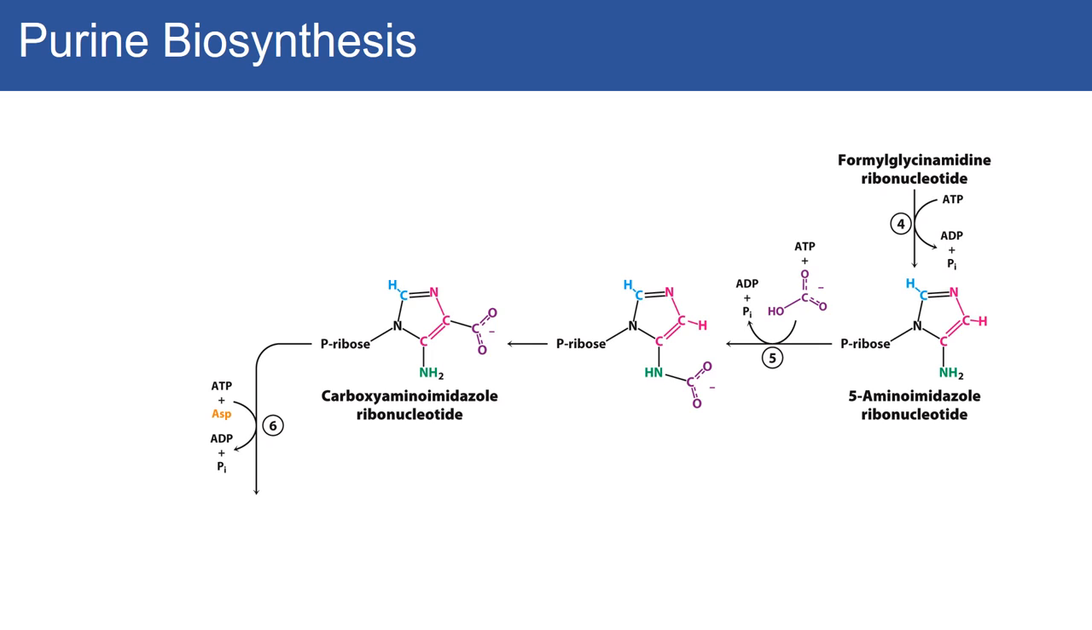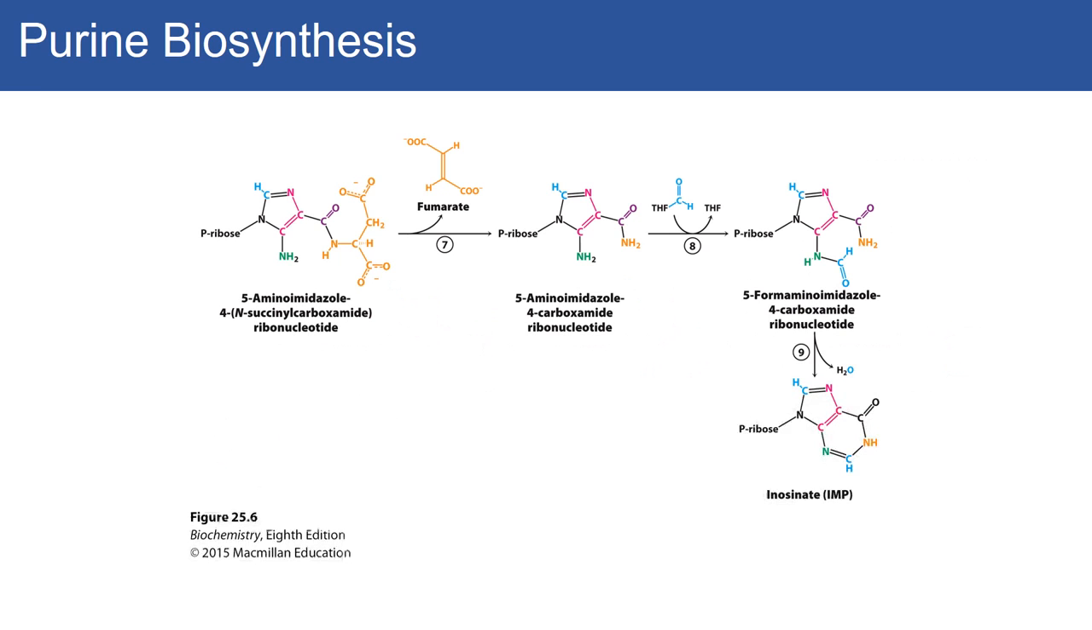From there, onto that amine group, the imidazole carboxylate is then going to be phosphorylated in step 6, and then it's going to be displaced by the amino group from aspartate. So we end up going from carboxy amino imidazole ribonucleotide into step 6. The product is 5-amino imidazole 4 N-succinyl carboxamide ribonucleotide. That's a mouthful there.